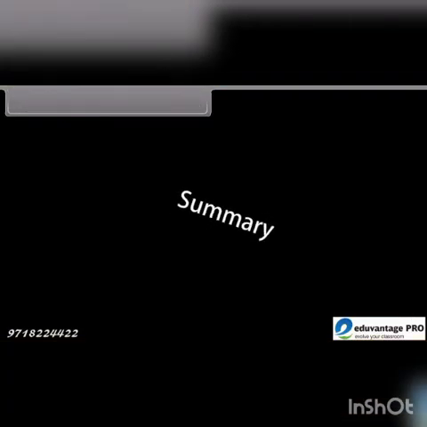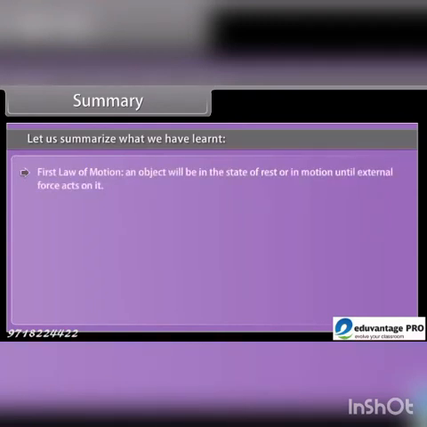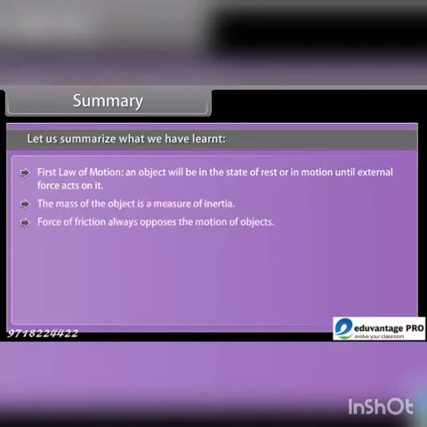Summary. Let us summarize what we have learned. First law of motion. An object will remain in the state of rest or in motion until an external force acts on it. The mass of the object is a measure of inertia. Force of friction always opposes the motion of objects.